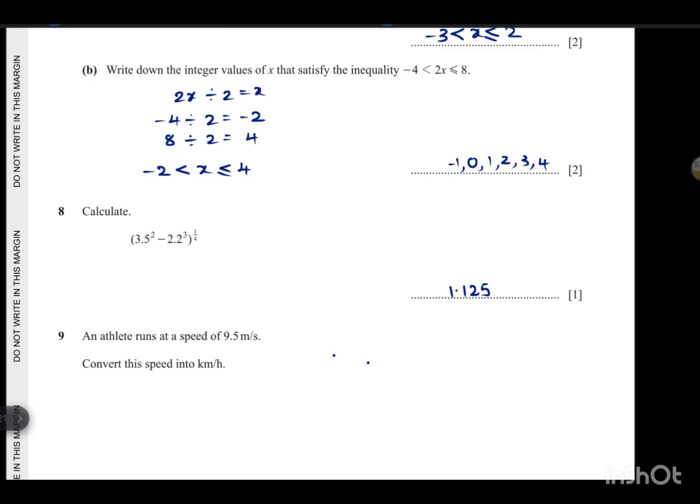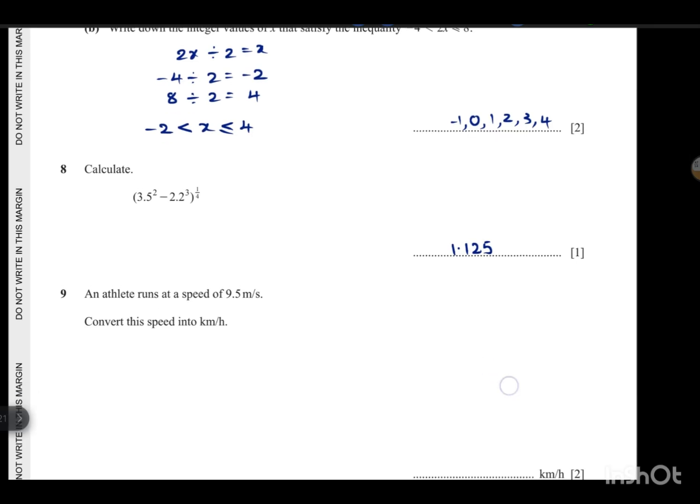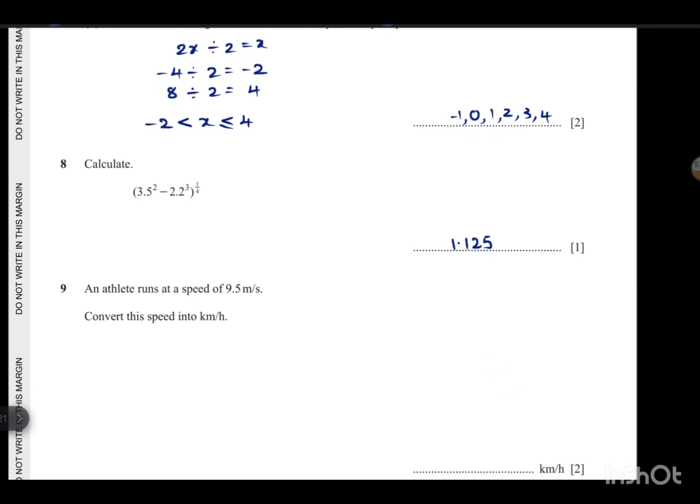Question number 9. An athlete runs at a speed of 9.5 meters per second. Convert this speed into kilometers per hour. So meters per second converting into kilometers per hour, that is small unit to big unit, you need to divide. So if I convert 1 meter into kilometer, I will need to divide by 1000. That is 1 divided by 1000. And if I convert 1 second into 1 hour, I will divide 1 divided by 3600.